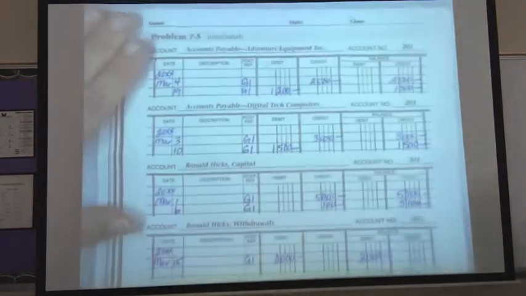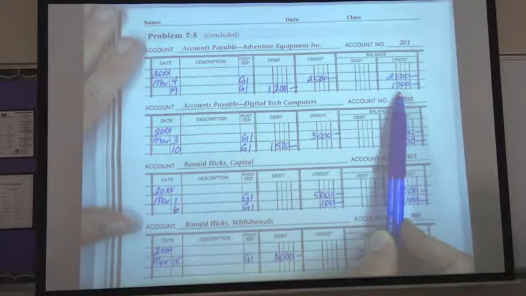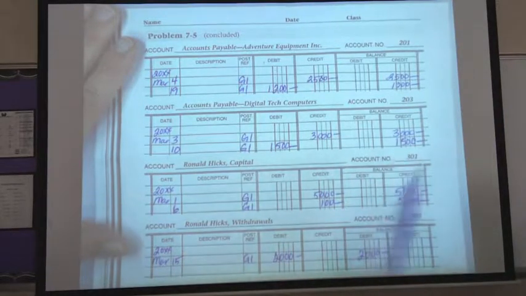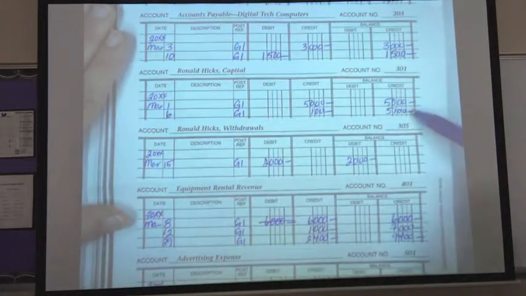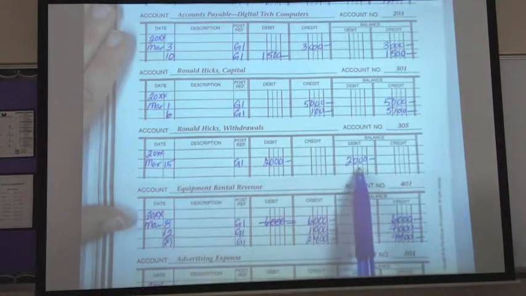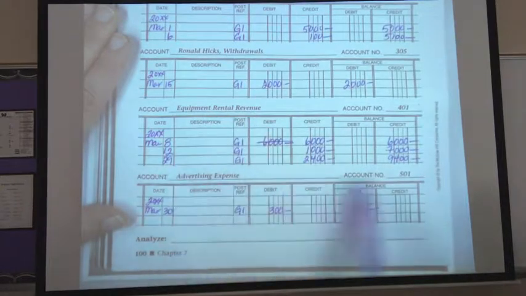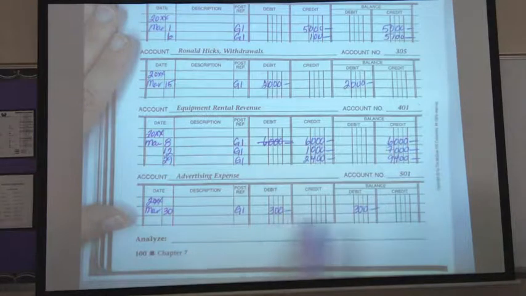Then starting with accounts payable adventure equipment, they ended up with a balance of 1,300. Accounts payable digital tech still owes us 1,500 on the credit. Ronald Hicks Capital has an investment of 5,100 on the credit. Ronald Hicks withdrawals was 2,000 on the debit. Equipment rental revenue was 9,400 on the credit, and advertising expense was 300 on the debit.